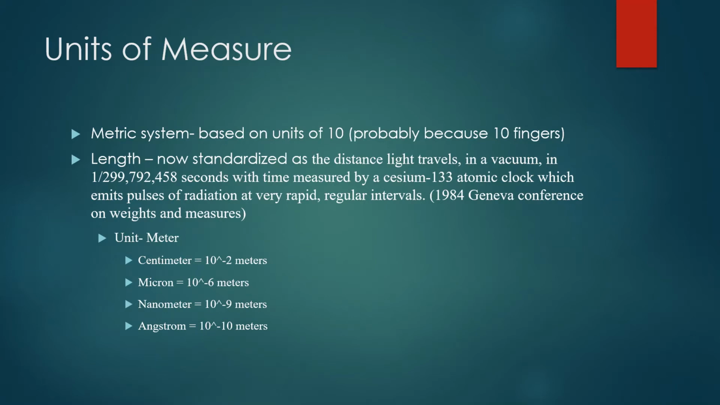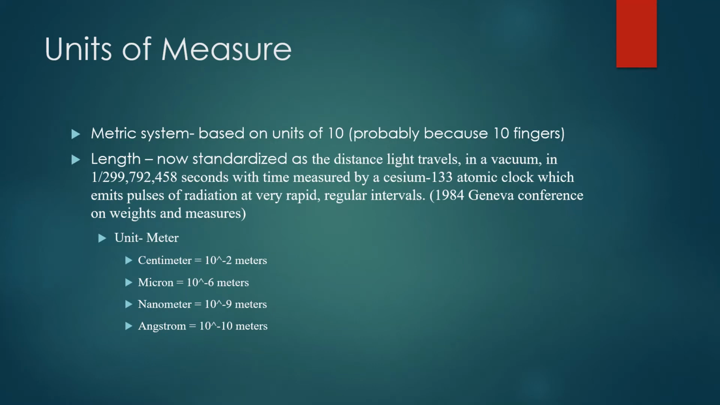For our purposes, we use smaller units more commonly, unless we're talking about a radio wave, for example, then we'd be using kilometers. But for our purposes, we're using small units. X-rays have very small wavelengths measured in nanometers, for example. Atoms are very small, measured in angstroms. So let's learn these units.